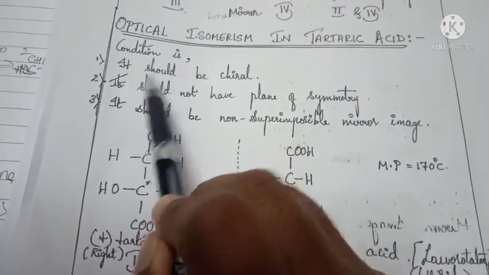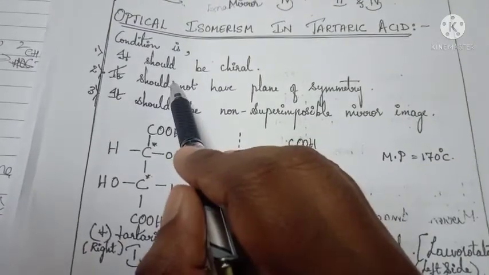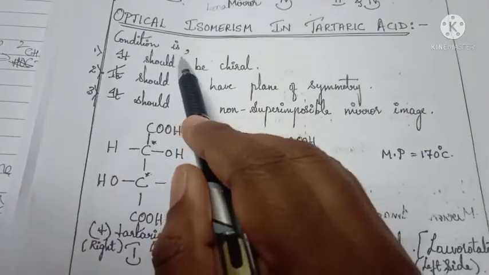First one is it should be chiral. Chiral means the carbon atom should be bonded with 4 different atoms.